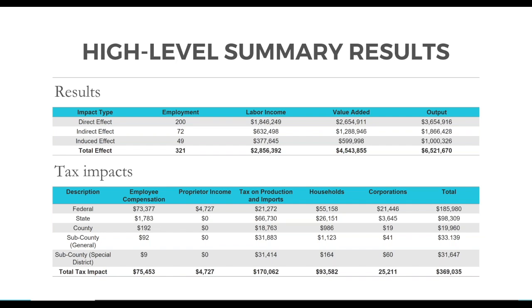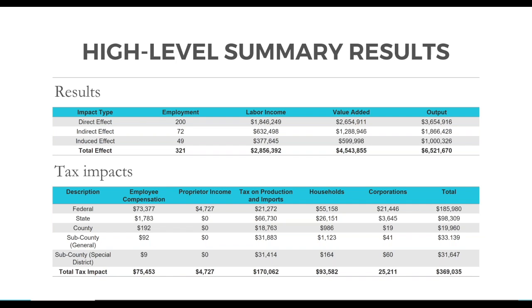The indirect effect is the supply chain of that direct spend that you're making, and that's equating to another $1.86 million and 72 employees. And our induced effect is that household spending, or really the impact on the community. So when I live in an area where I work, and I pay my mortgage and buy groceries and seek health care and go to the movies with my kids, that creates economic impact that we don't want to forget about.